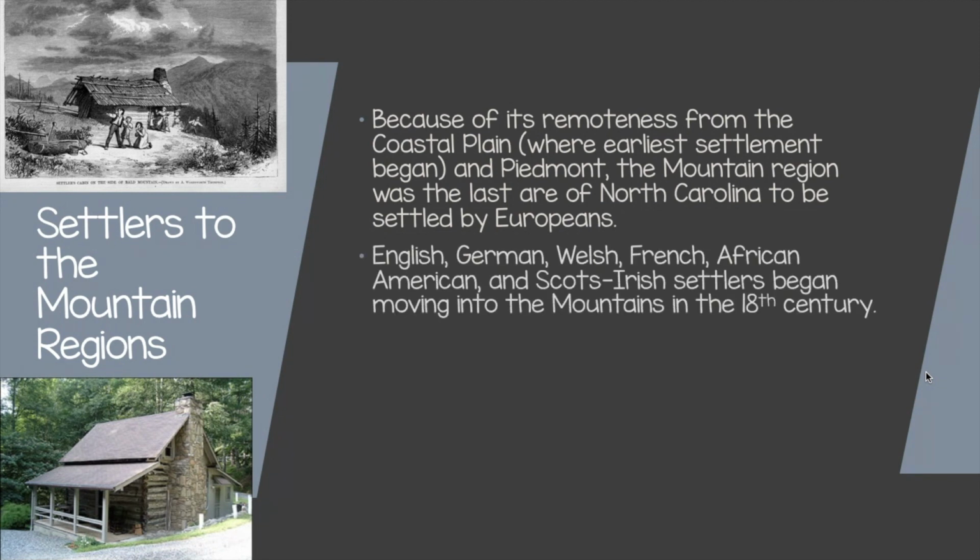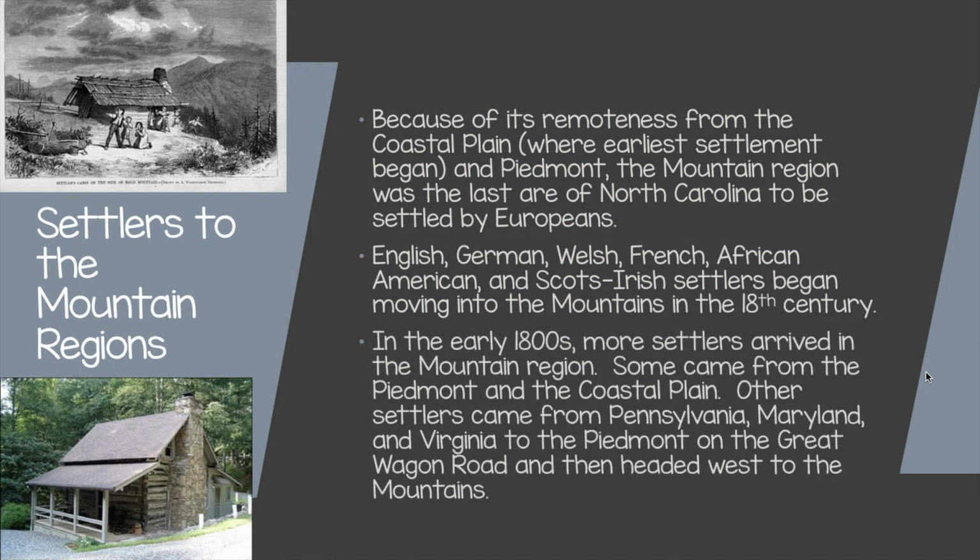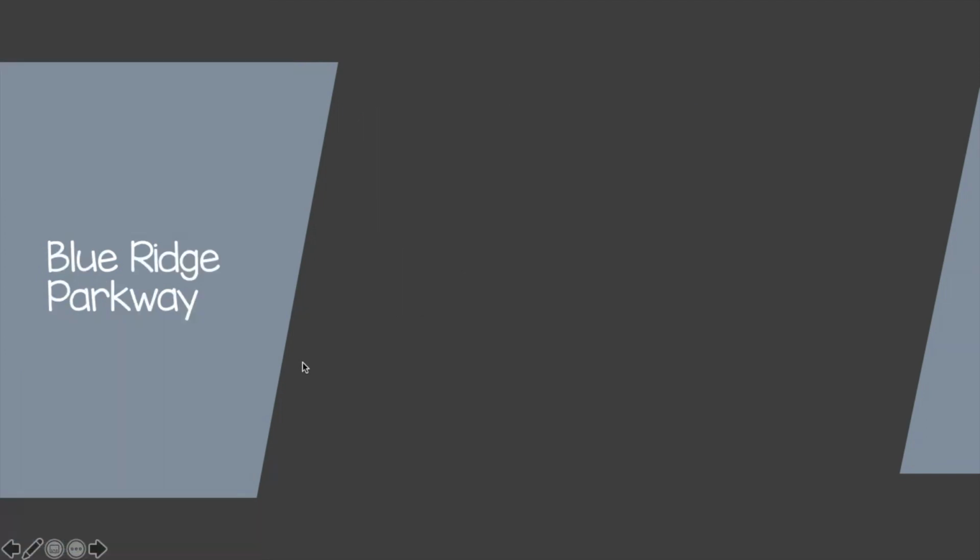Now, English, German, Welsh, French, African-American, and Scotch-Irish settlers, as we saw from those Highland games, began moving into the mountains in around the 18th century. Now, in the early 1800s, more settlers arrived in the mountain region. Some came from the Piedmont and the coastal plains of North Carolina. Other settlers came from Pennsylvania, Maryland, and Virginia to the Piedmont along what they call the Great Wagon Road, before then eventually heading west to the mountains. And I've included here some sketches and pictures so you can see what the log cabins of this area looked like.